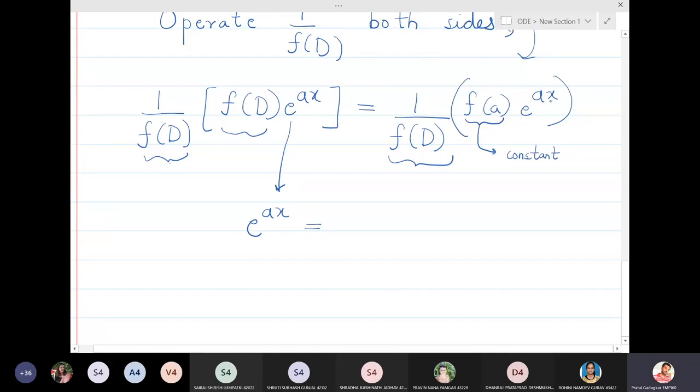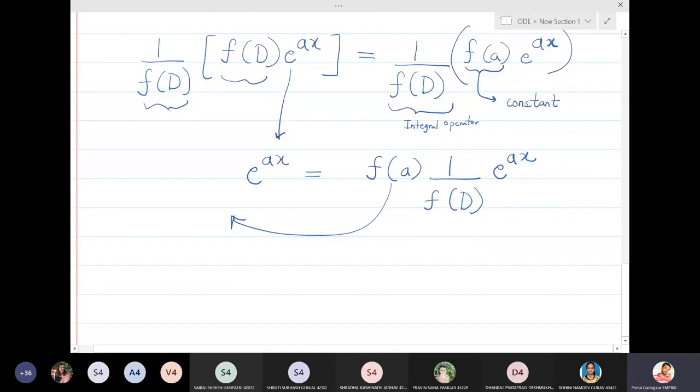And here there is an x, e raised to ax, and this looks like an integral operator, correct? So this means that f of a will simply come out of the integral operator, and this integral will get stuck to the function e power ax. Okay, and therefore I will shift this f of a to the left hand side, since it's a constant. So what will it look like?